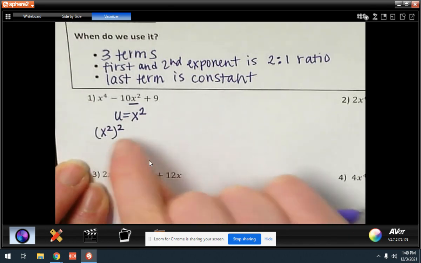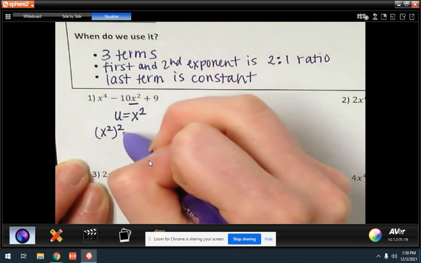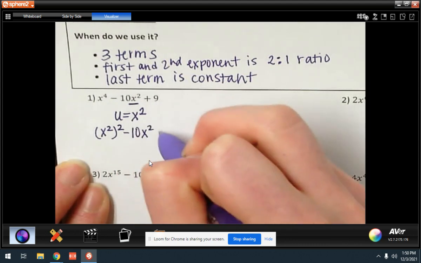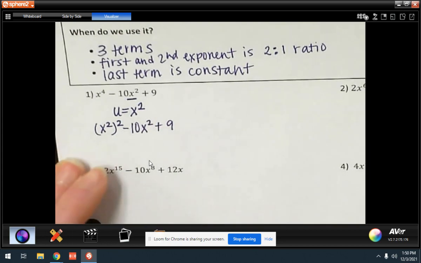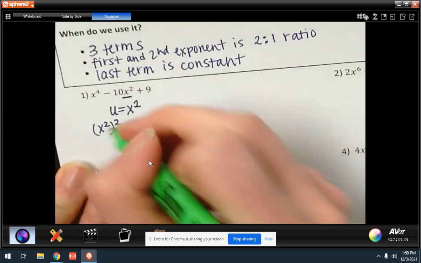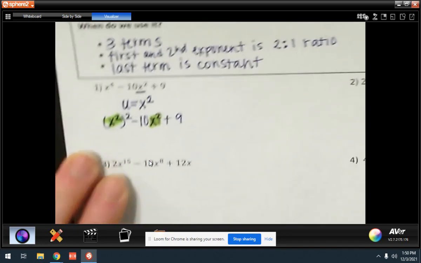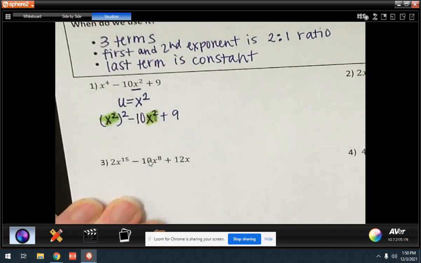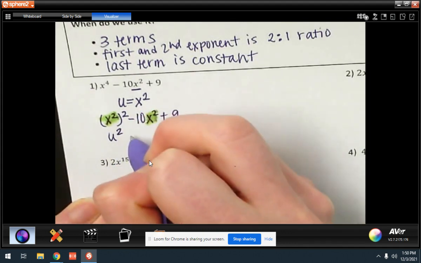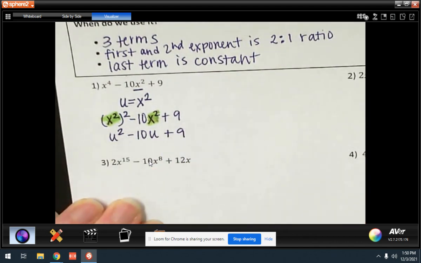And so this x to the 4, I can rewrite as x squared squared. The rules of exponents: if you have 2 exponents on one base, you multiply them together to give you back that x to the 4. I'm seeing x squared twice in this problem, right here and right here. He's getting subbed out of the game. U is going in. And so this problem turns into U squared minus 10U plus 9.